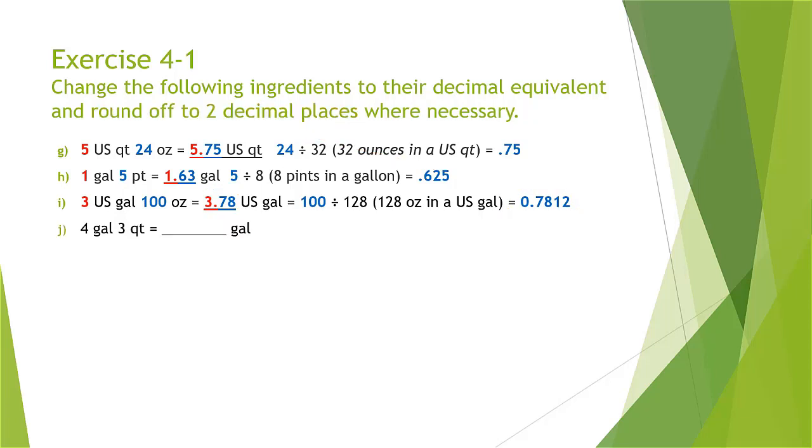4 gallons and 3 quarts. Again, we have 4 whole gallons. We're going to divide the 3 quarts we have by the amount of quarts in a gallon, and that is 4. 3 over 4, it looks an awful lot like 3/4, and hopefully by now we're starting to recognize that's decimal 75, and that gives us our final answer of 4 decimal 75 gallons.